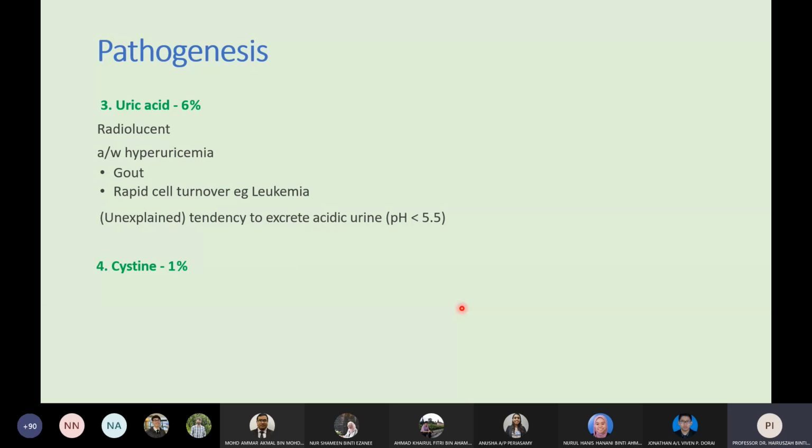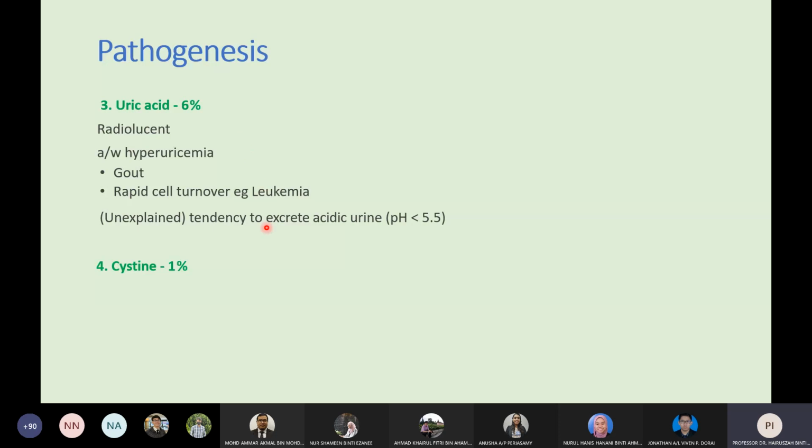The other condition is patients with leukemia who have very high rapid cell turnover. This is not common because usually symptoms are due to leukemia itself. So formation of stones is gradual and takes time, so you rarely see it.